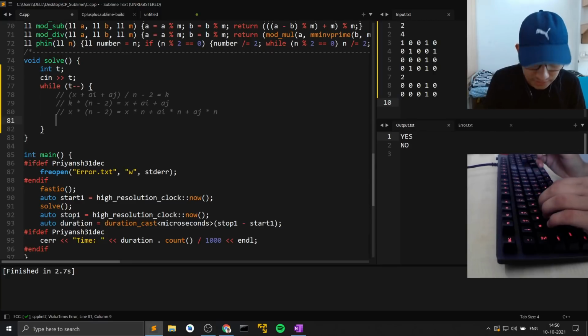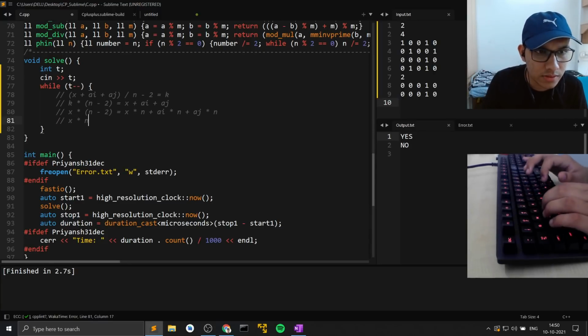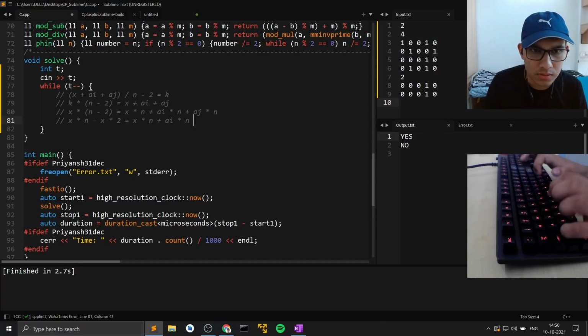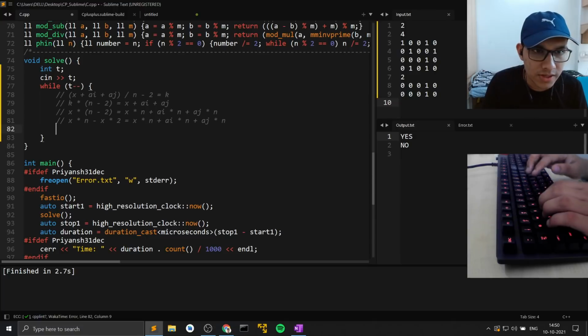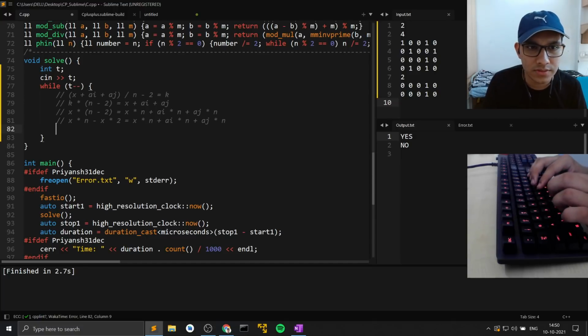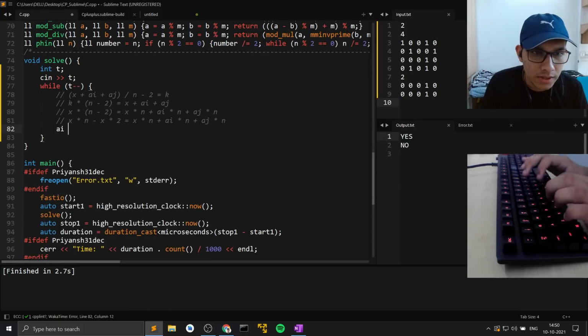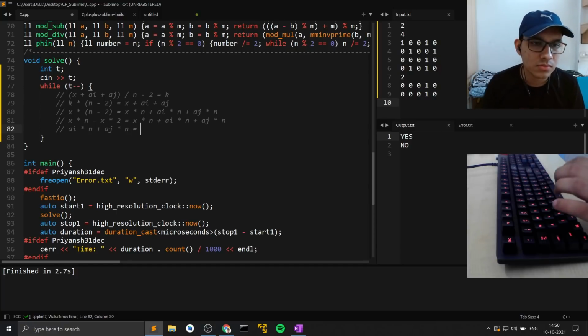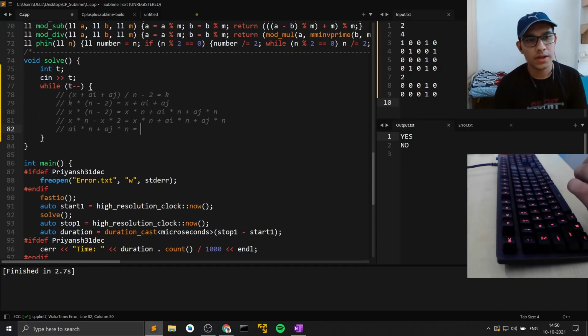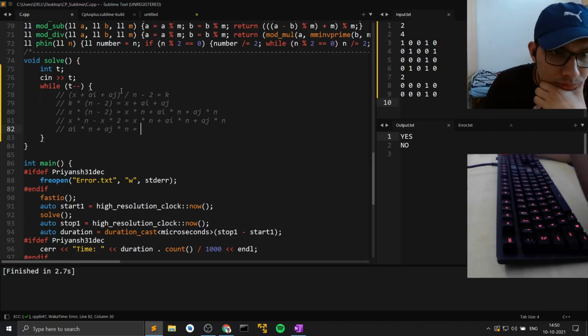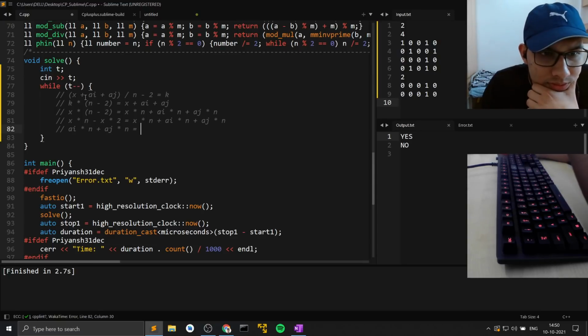So in order to remove this n again, I have x into n minus x into 2 equals to x into n plus ai into n plus aj into n. So x into n gets cancelled here. Then I have ai into n plus aj into n equals to n minus 2. Okay. This had to be minus.